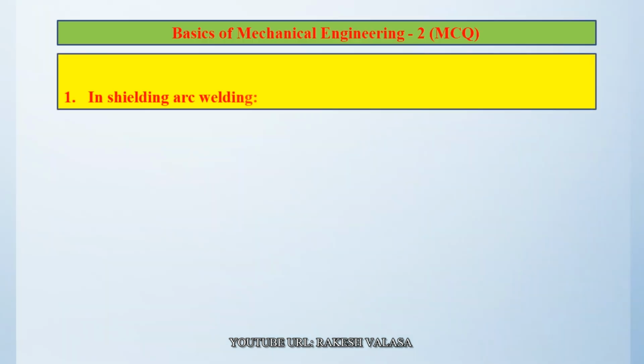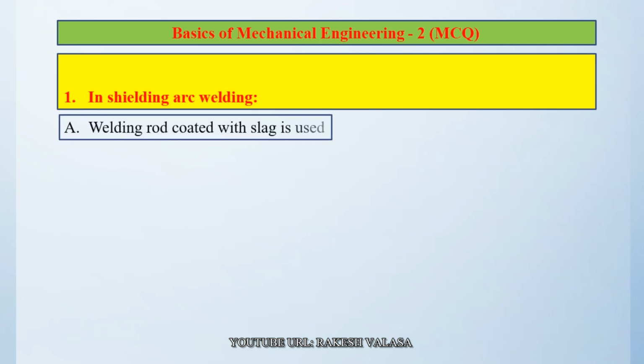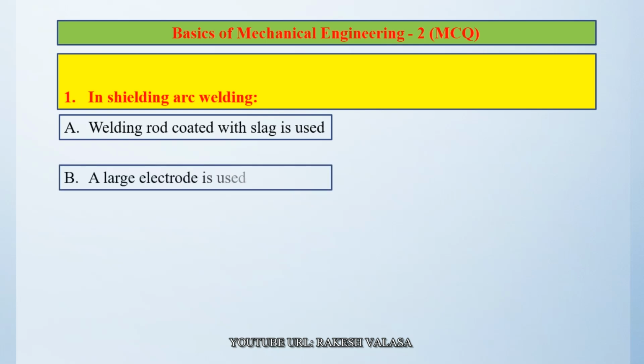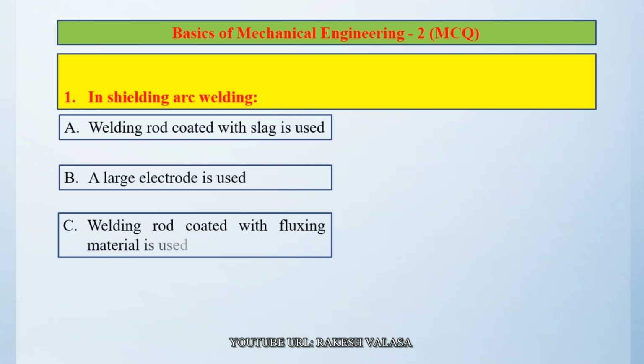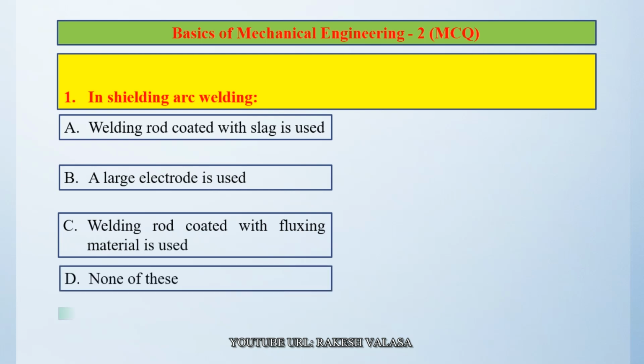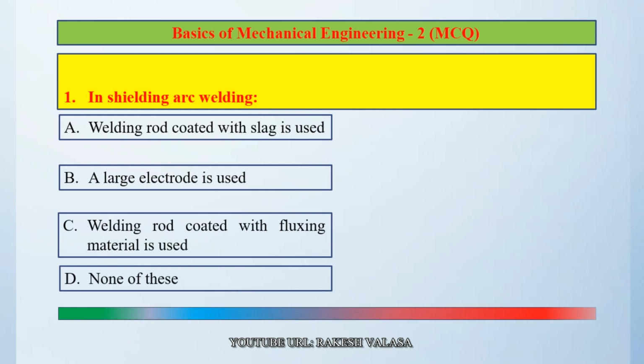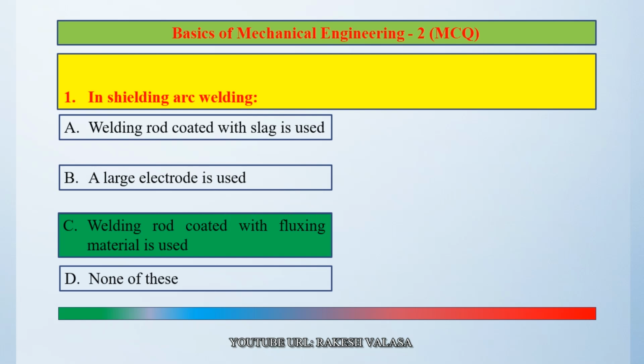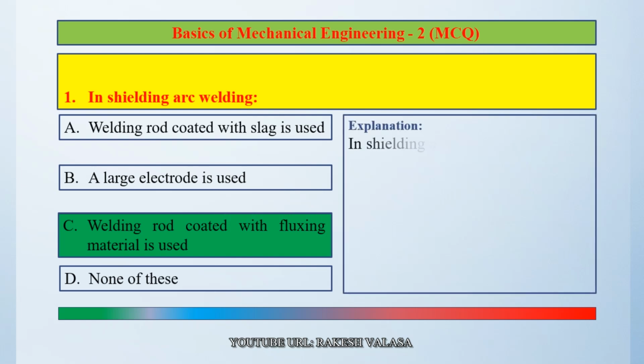Question number 1. In shielding arc welding, option A, welding rod coated with slag is used. Option B, a large electrode is used. Option C, welding rod coated with fluxing material is used. Option D, none of these. The correct answer is option C. Welding rod coated with fluxing material is used. Let us see the explanation.